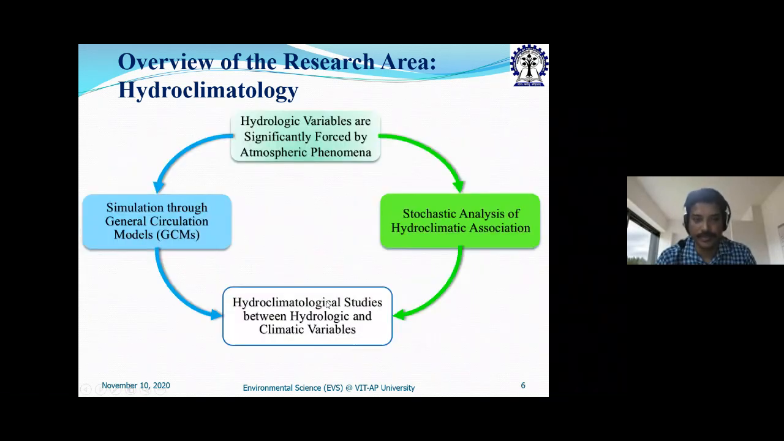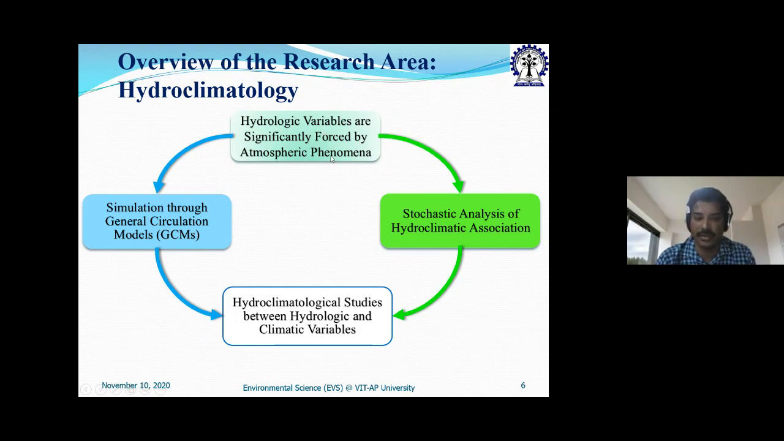Now, how to model it? The overall modeling strategy can be seen in two different parts. The first basic understanding, as I touched upon in the last slide, is that hydrologic variables are significantly forced by atmospheric phenomena. Whatever is happening in atmospheric circulation, or different changes in the atmospheric domain, significantly forces the variability of the hydrologic cycle or hydrologic variables. This is already known.